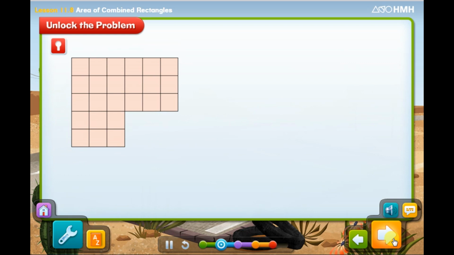Using the distributive property, you can break apart a rectangle into smaller rectangles and combine the area of each smaller rectangle to find the total area. You can break apart figures that aren't rectangles by finding smaller rectangles within the figure. This is also called the additive property of area. There may be more than one way to do this.